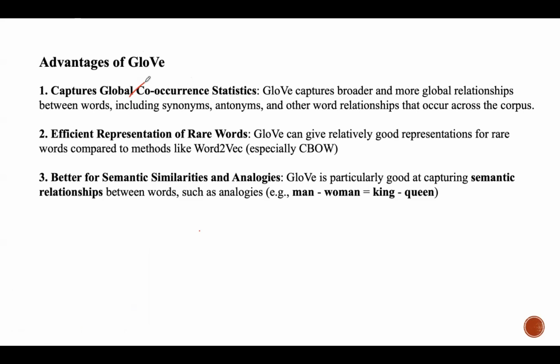By considering how often and in what context words appear together across the entire corpus, GloVe captures semantic relationships that span the entire dataset. Second is an efficient representation of rare words. Here, the co-occurrence matrix in GloVe helps in learning better embeddings for rare words compared to the Word2Vec CBOW model, which can struggle to learn meaningful embeddings for infrequent terms. And it is also better for semantic similarities and analogies.